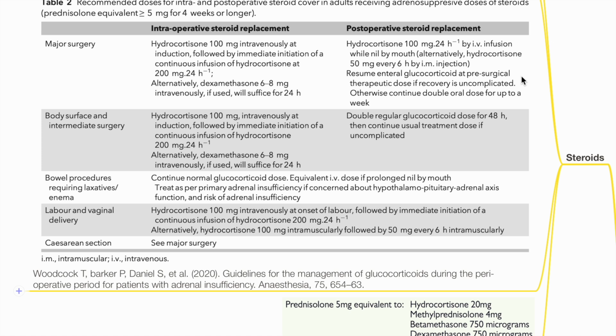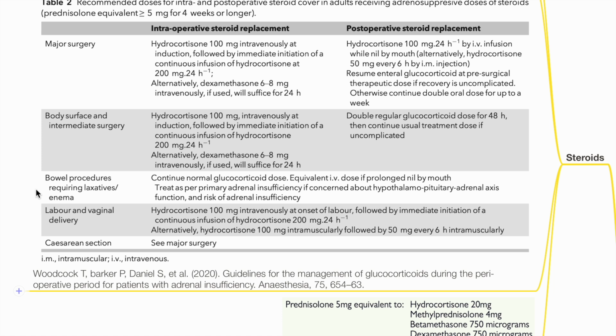For body surface and intermediate surgery, post-op steroid replacement, double regular glucocorticoid dose for 48 hours, then continue usual treatment dose if uncomplicated. For bowel procedures requiring laxative or enema, continue normal glucocorticoid dose, equivalent IV dose if prolonged nil by mouth, treat as per primary adrenal insufficiency if concerned about HPA axis dysfunction and risk of adrenal insufficiency.